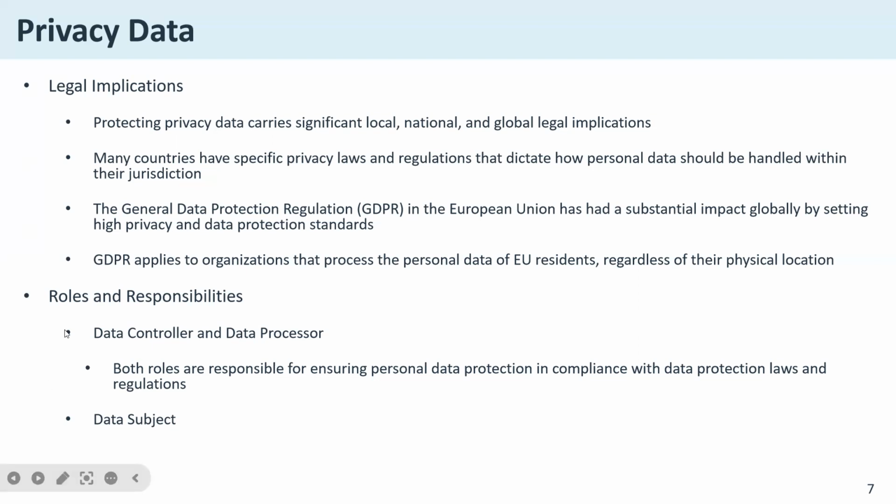Okay, so we have roles and responsibilities. For your exam, you want to be able to differentiate between data controller, data processor, and data subject. Both roles are responsible for ensuring personal data protection in compliance with data protection laws. We've talked about some of the laws. So you also have the data subject.